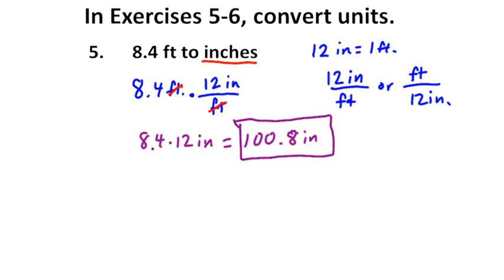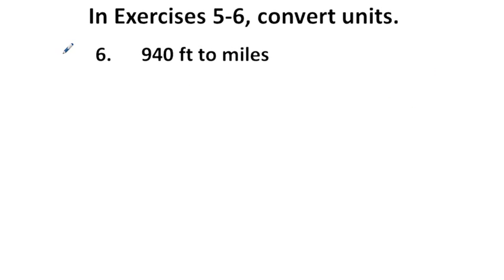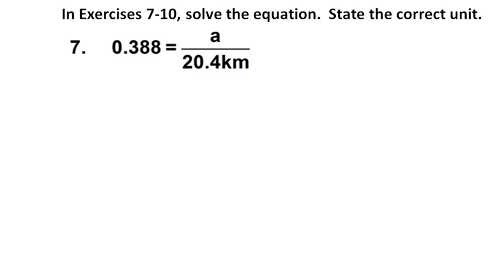Now, working the odd number problems, I'm not going to work out problem 6, but what is the conversion factor between feet and miles? Again, it should be something as part of your mathematical and science literacy, but 1 mile is equal to 5,280 feet. That is the elevation of the Capitol building in Denver, Colorado, 1 mile high.